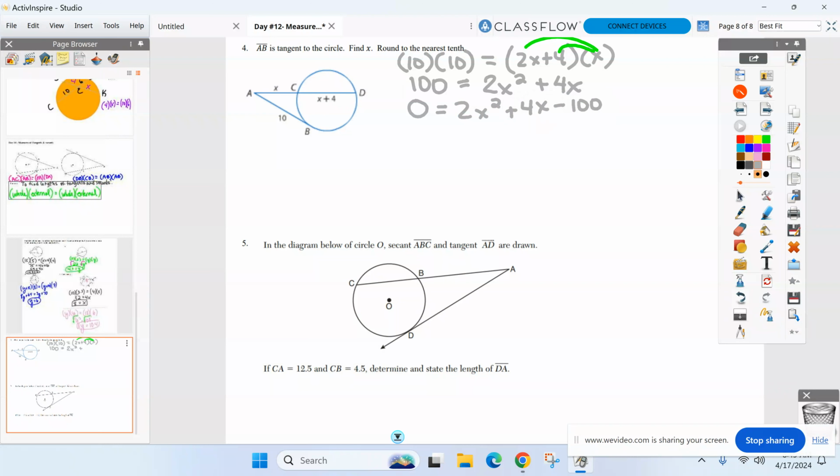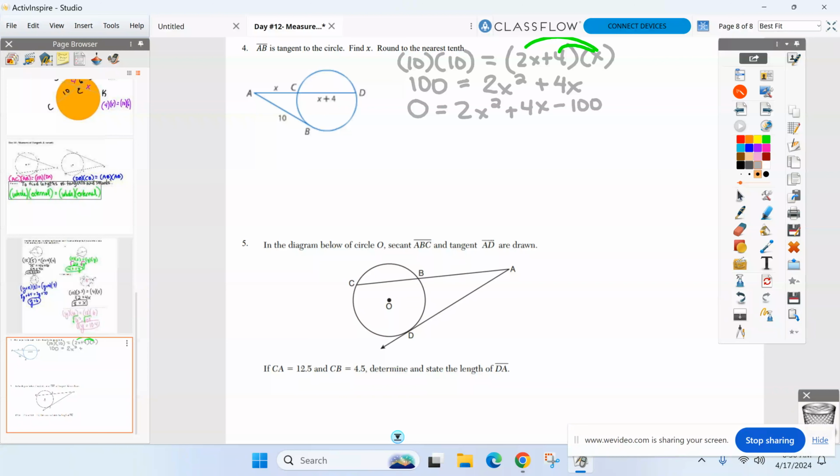Now I got breaking news. I have not asked you to factor anything like this all year. The only thing we have factored in this class is when that number in front of the x squared is 1. Suggestions? What's up, Dylan? Did you go back a step and just divide it by 2? How about we just stay on this step and divide everything by 2? Is that all right with you?